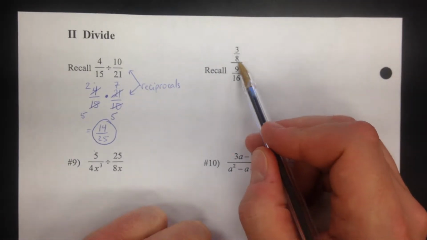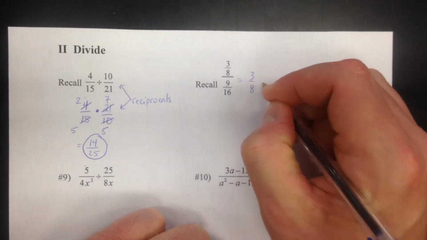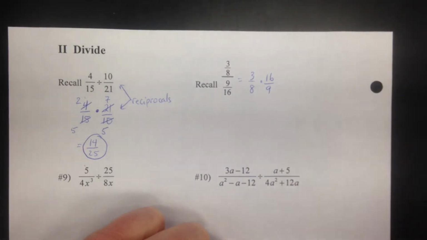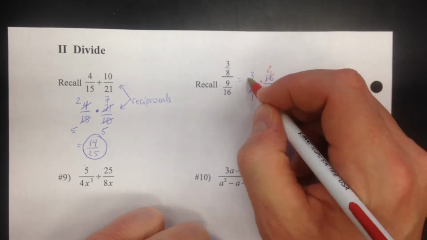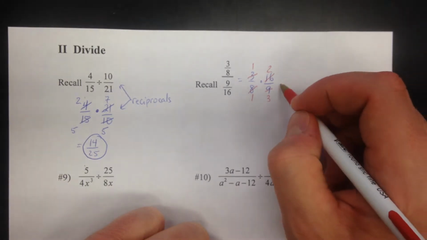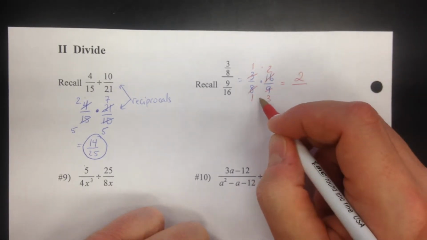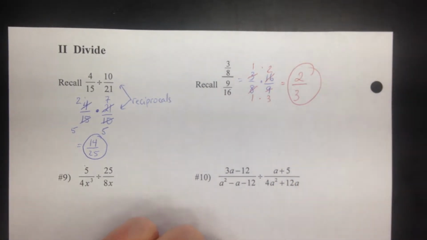All right, so here we go. 3/8 divided by 9/16. Well, that's 3/8 times 16 over 9. Now we can reduce. 16 divided by 8 is 2 over 1. 3 divided by 9 is 1 over 3. Now we reduced everything we could. So up top we have 1 times 2 is 2. In the bottom we have 1 times 3 is 3. So your answer is 2/3.